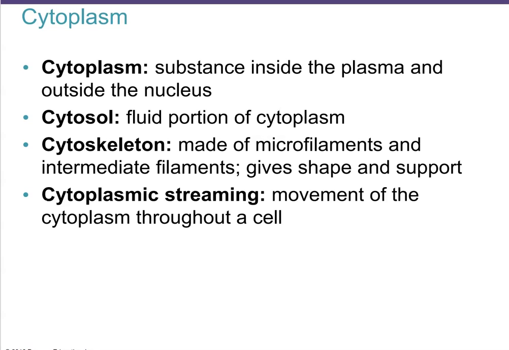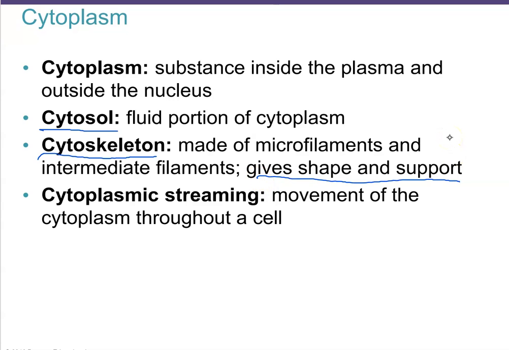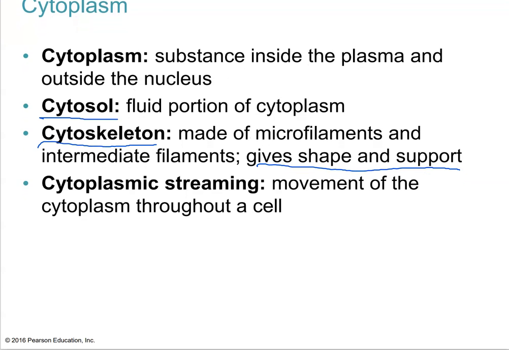In the cytoplasm, defined as the substance inside the plasma membrane and outside the nucleus, the fluid portion of the cytoplasm is called the cytosol. And then the cytoskeleton is sort of the infrastructure of the cell, and it's made of microfilaments, intermediate filaments, and then even microtubules, which are larger than intermediate filaments. And they work just like your skeleton. They give the cell shape and infrastructure support. We also have cytoplasmic streaming. That's the movement of cytoplasm throughout the cell.